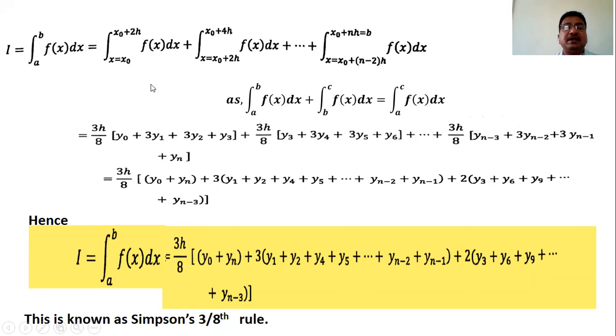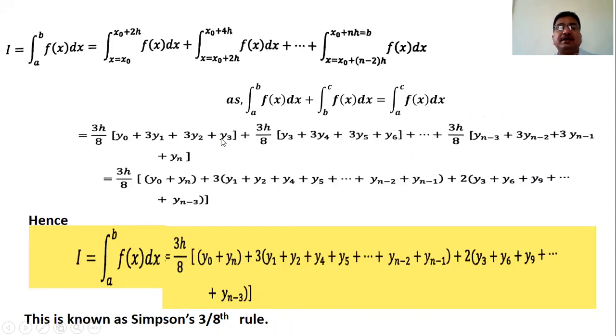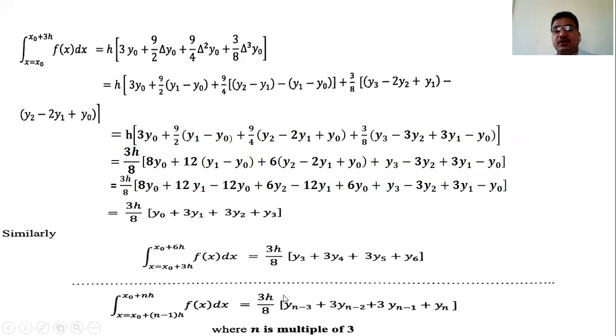The integral of fx dx from x naught to x naught plus 3h has the value 3h by 8, y naught plus 3y1 plus 3y2 plus y3. This is the value of the integration from x naught to x naught plus 3h. Then x naught plus 3h to x naught plus 6h, the value is this. Substitute the value of this quantity at this place, and then plus so on, the addition of all these, plus the last integration over the last three intervals. The value is 3h by 8, y n minus 3 plus 3y n minus 2 plus 3y n minus 1 plus yn. That is the integration over the last three intervals.